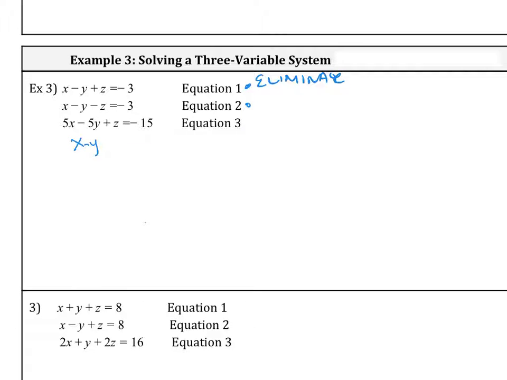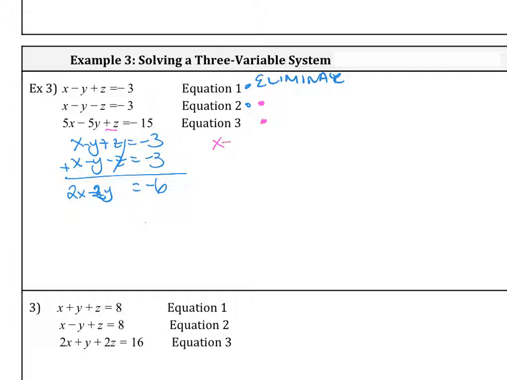Let's add them together. X minus y plus z equals negative 3. X minus y minus z equals negative 3. Adding it together, we get 2x minus 2y equals negative 6. Then I have to use equation 3. Since it's positive z, I want the negative z, so I'll do equation 2. So this is x minus y equals negative 3. Equation 3 is 5x minus 5y plus z equals negative 15. So this becomes 6x minus 6y equals negative 18.